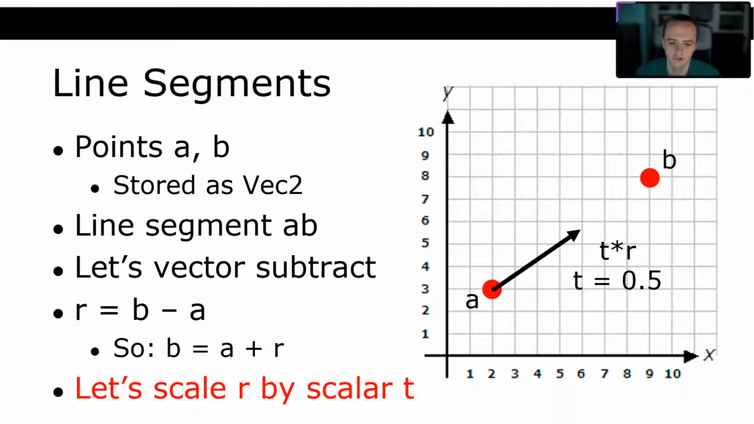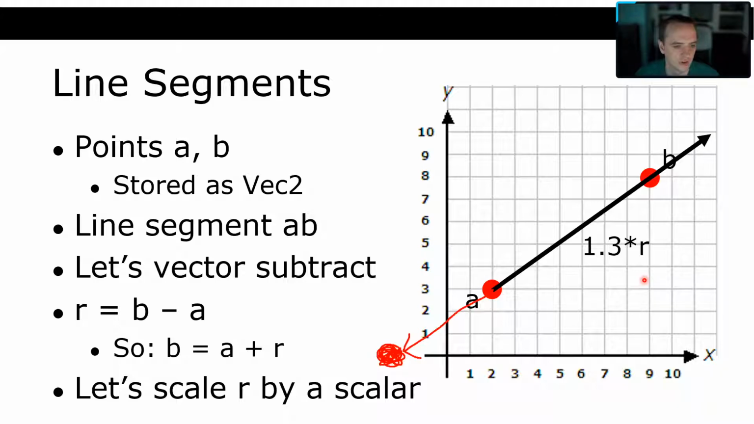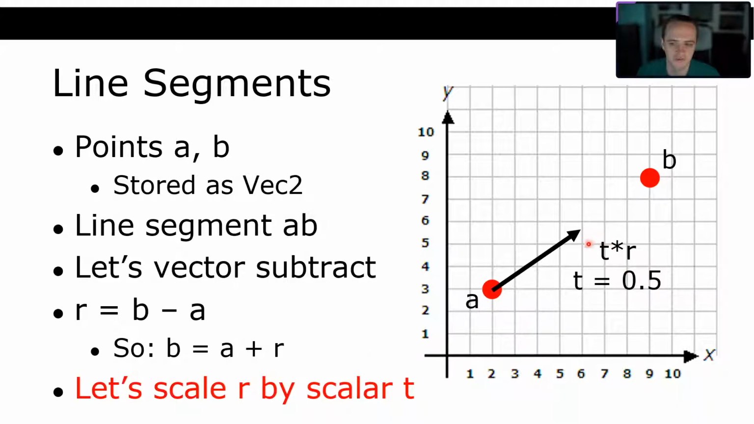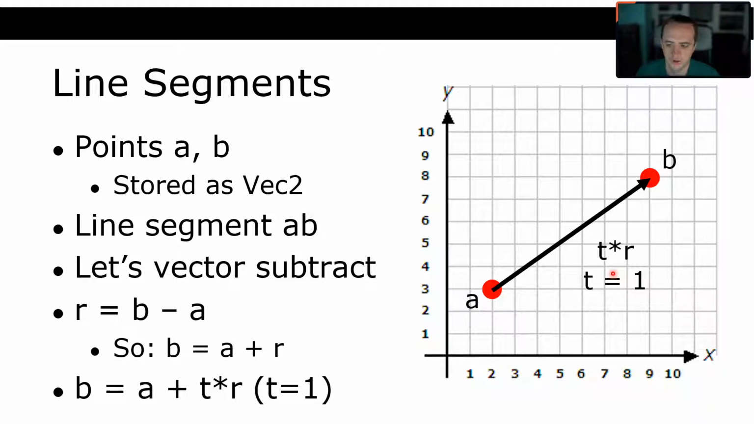Okay, so what we're going to do is call the scalar on vector r t, right? For example here, this is t times r, where t is equal to 0.5. We're just taking that variable, 0.5, 1.3, negative 0.5, all that kind of stuff, and calling it t. So here t is 0.5, and here t is 1. So when t is equal to 1, b is equal to a plus t times r, right? Because b equals a plus r, so if t is equal to 1, then b is equal to a plus t times r, okay?